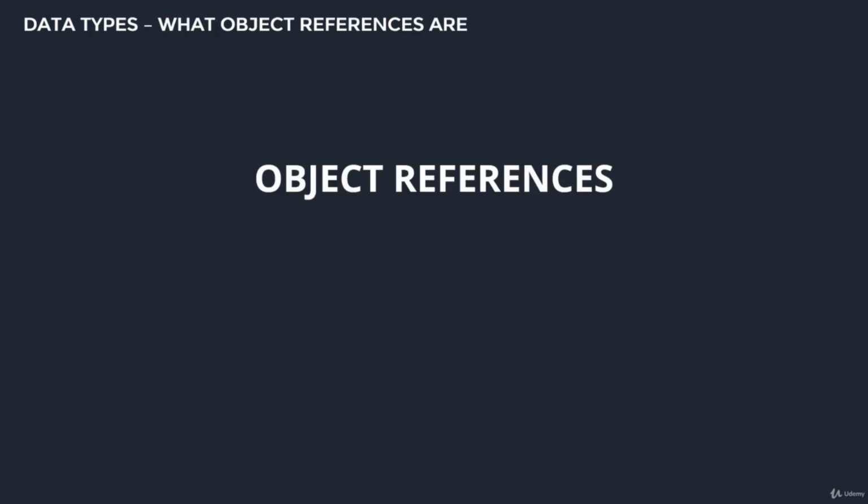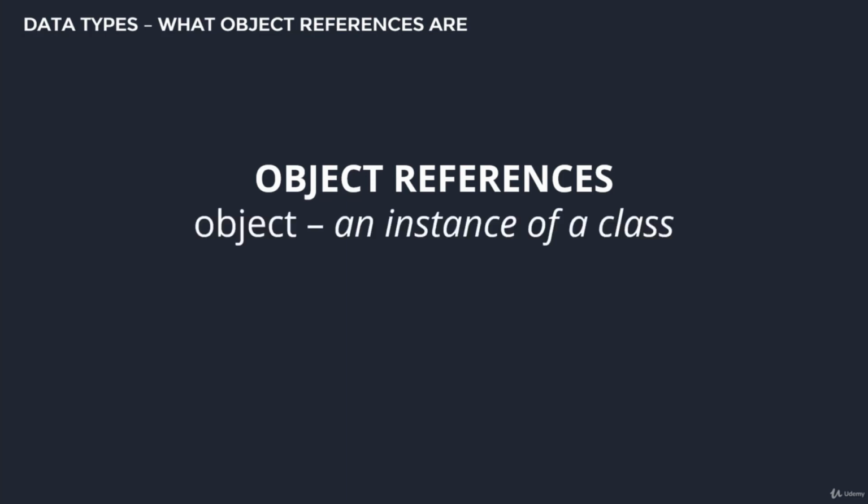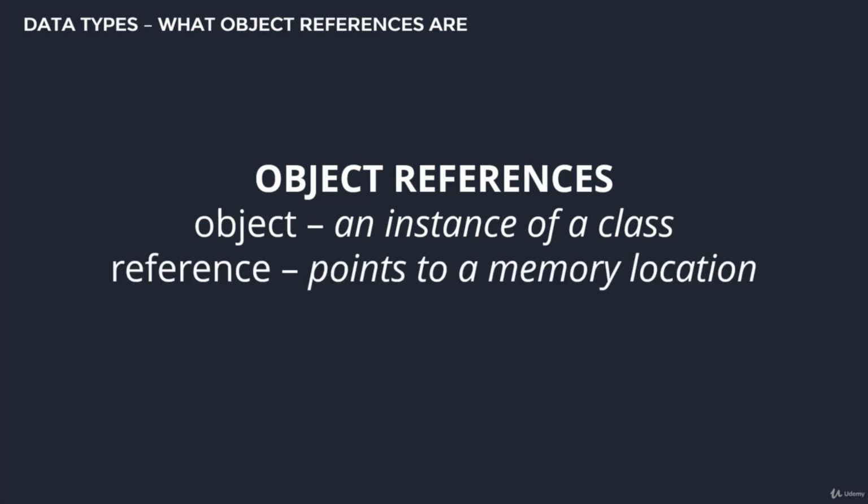So, what does object reference mean? Let me explain this. An object is an instance of a class. It is stored somewhere in the memory. And a reference is used to point to that memory location where that object is stored. You don't have to handle it. Java will do it for you and uses the object name to get the object.